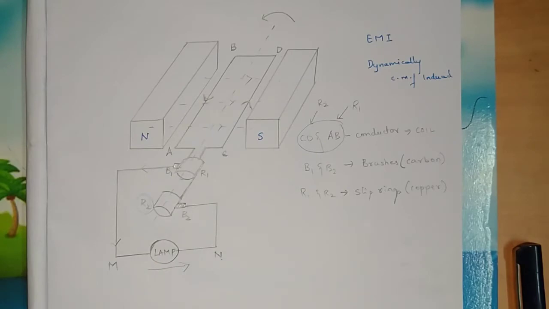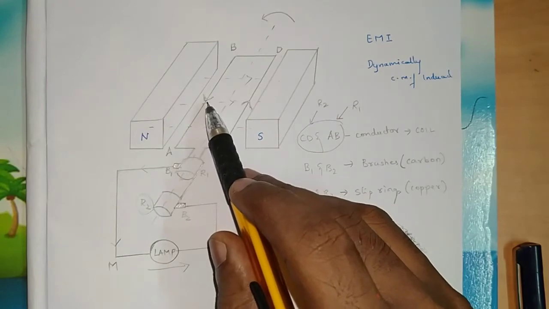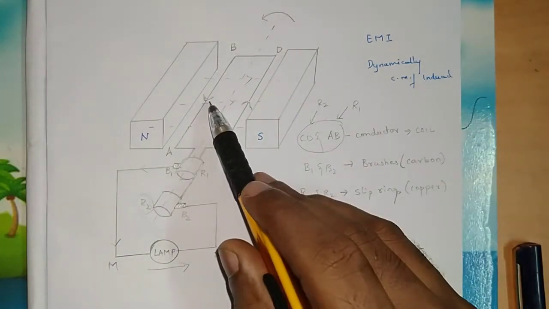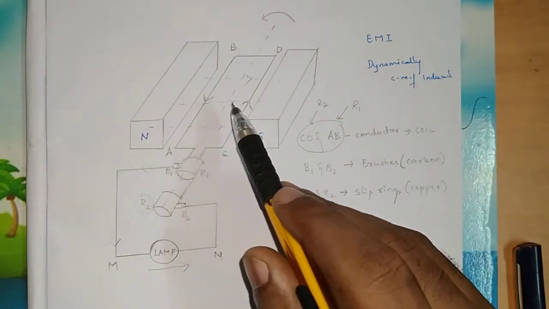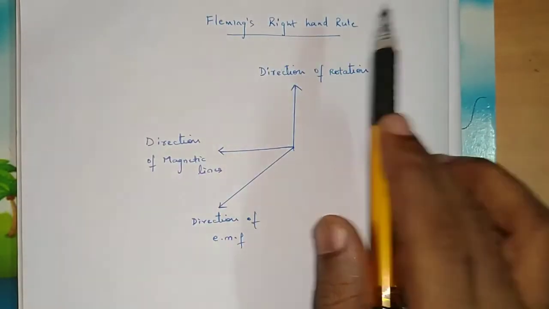This is about the generator. Now here the main thing is, from where you got the direction of induced EMF, according to which rule you got the direction of induced EMF. That is what I am going to explain now. So your direction of induced EMF is according to Fleming's right hand rule.